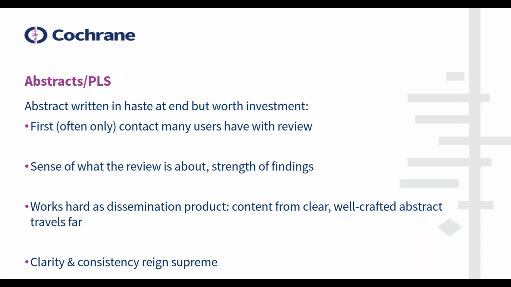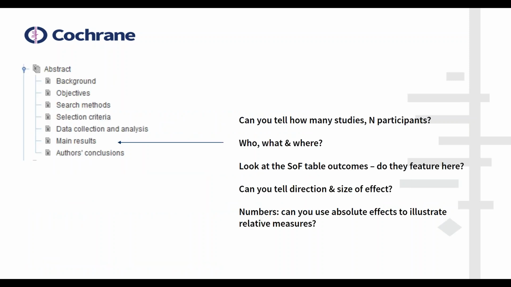And as a dissemination product, an abstract is a really great thing. A well-crafted abstract will give you content that will travel far and wide. So for that reason, being clear and being consistent is a really important priority. I'm just going to focus on the results bit of the abstract. There's probably a skill in putting the whole thing together. But in terms of just presenting the results in the abstract, these are the things that I think people should focus on. Try and have a list of key things to write up.